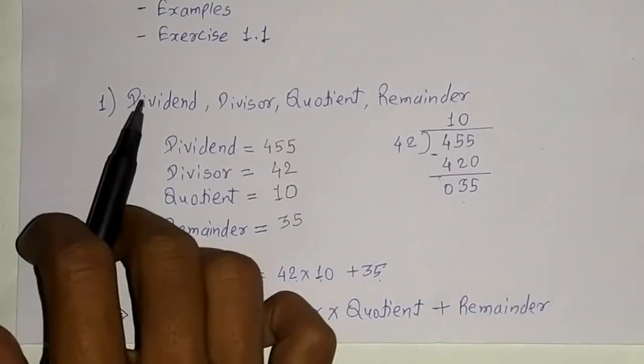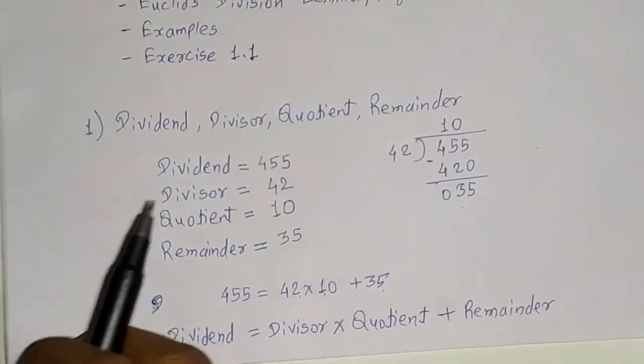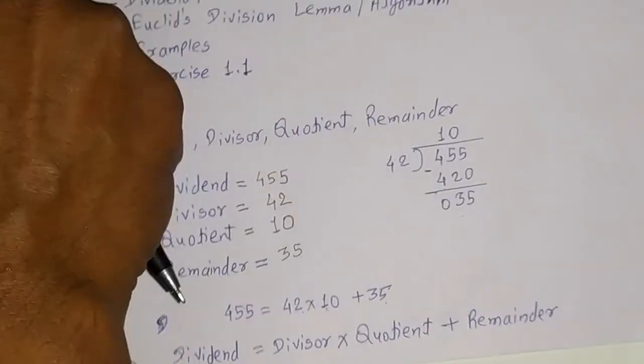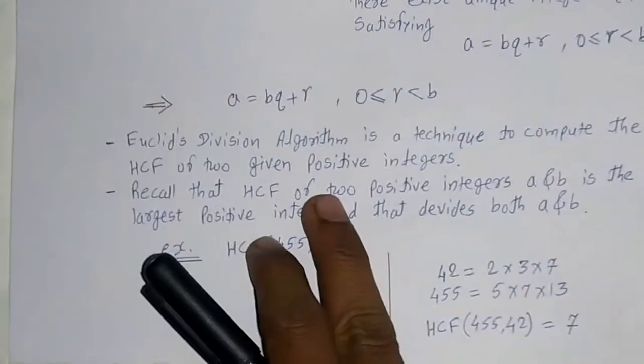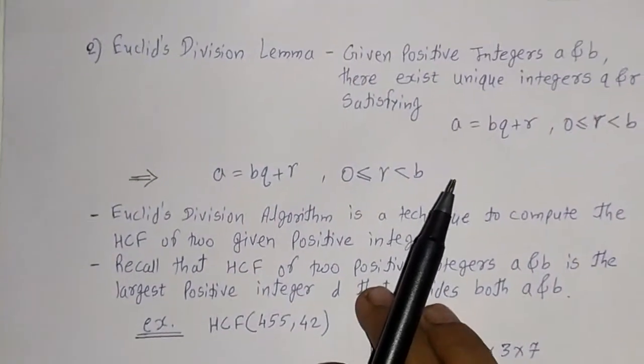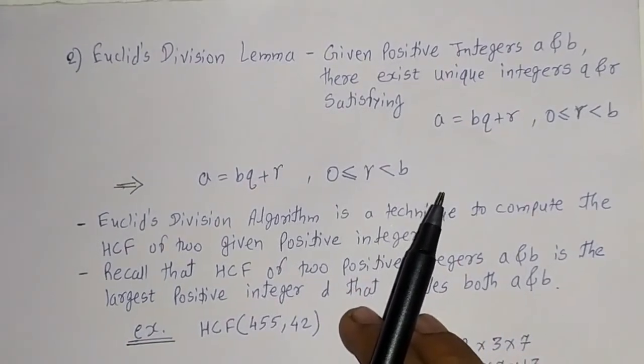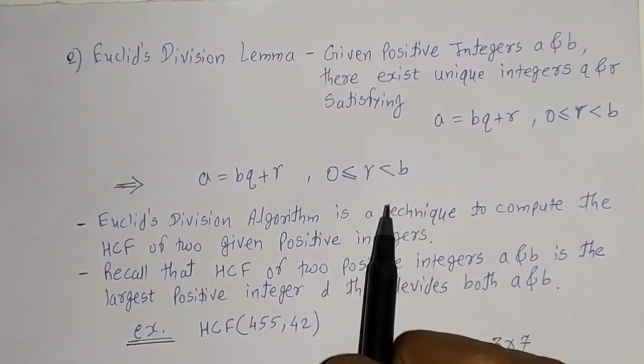Now let us understand a few examples based on this particular theorem. This theorem is very important. It will help us to find the HCF. We will be seeing that in our subsequent lectures. So first understand what is the theorem. Euclid's Division Lemma or Euclid's Division Theorem. How will you define it?